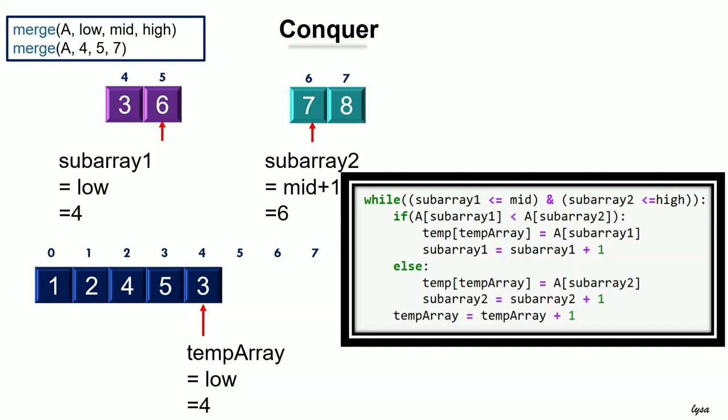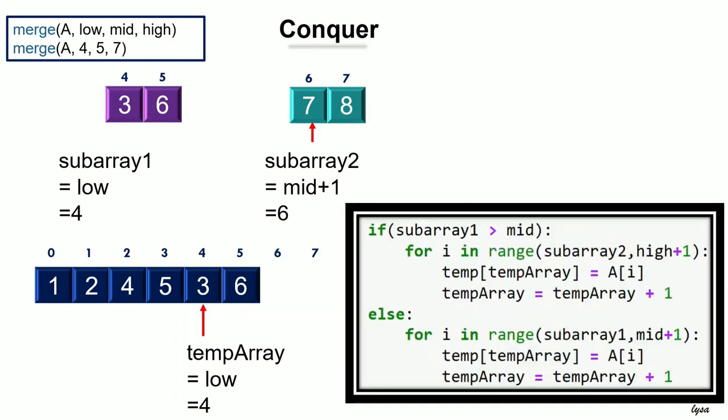Then we check 6 and 7. 6 is smaller, so it is written into the temporary array. And the value of subarray 1 now goes to 5. In other words, we have completed processing one entire sublist which is on the left side. But still 2 elements are remaining on the right hand side.